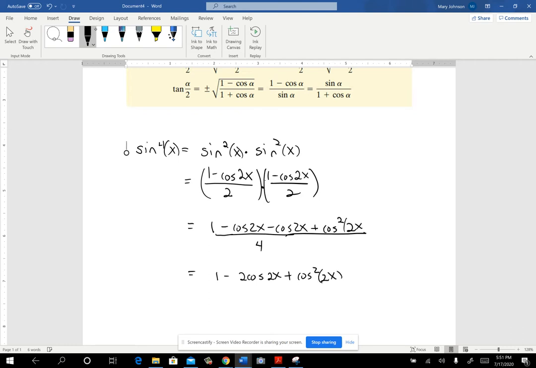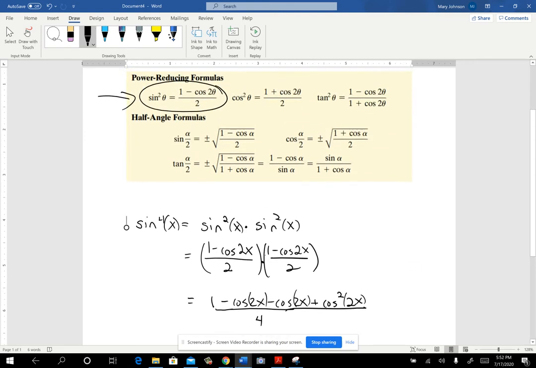And these are just the arguments now, so let me put those in parentheses. So you see that, and all of that's still divided by 4. All right, so I still have a power other than 1 right here, so I need to rewrite that one.